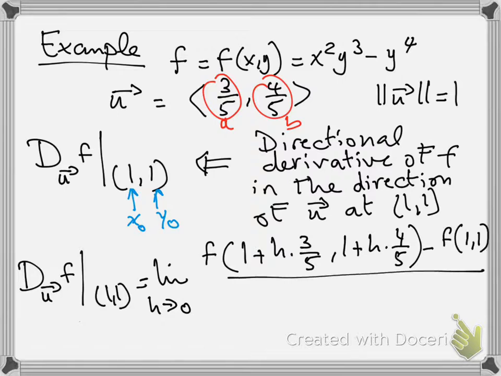x0, y0, over h. Okay, so now we have to plug 1 plus h times 3/5, 1 plus h times 4/5 in f of x, y. So this is like my x here, and this one here is like my y. Okay, and what will be f of (1, 1)? Of course, f of (1, 1) is just 1 squared times 1 cubed minus 1 to the 4. So f of (1, 1) would be just 0.